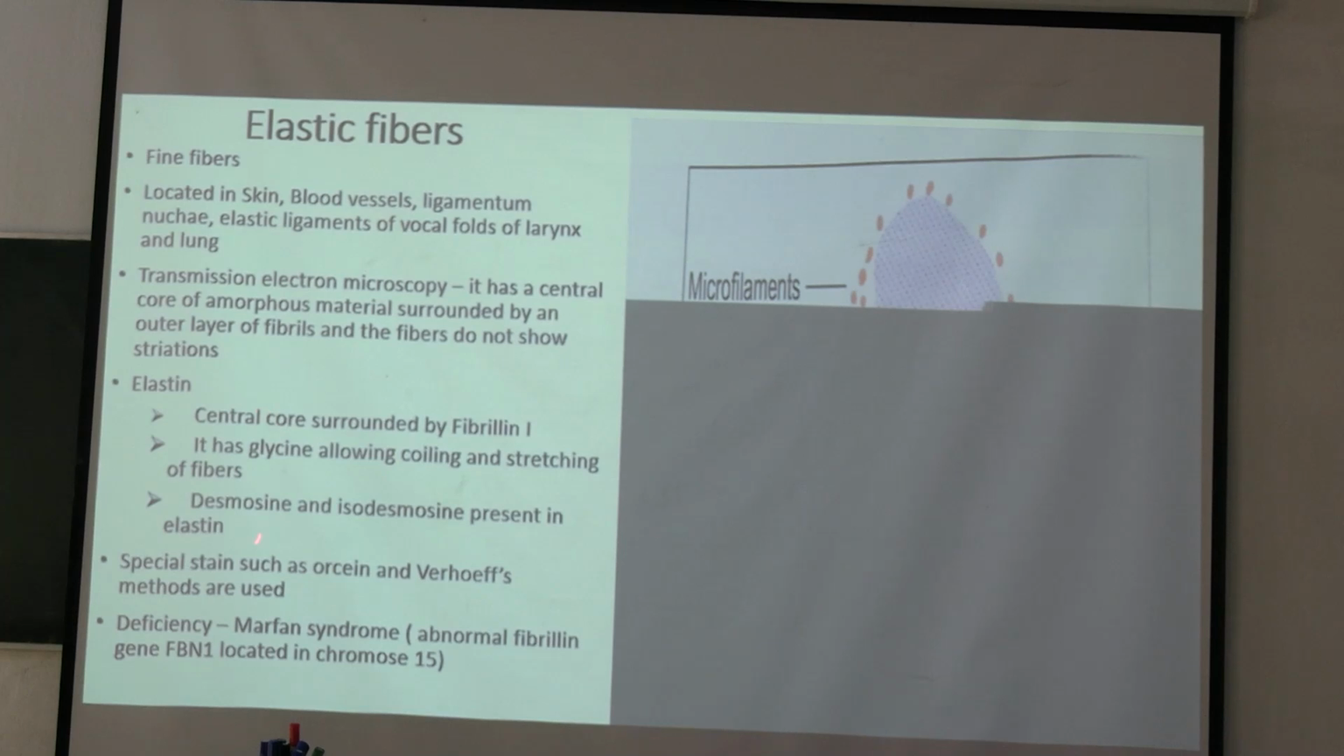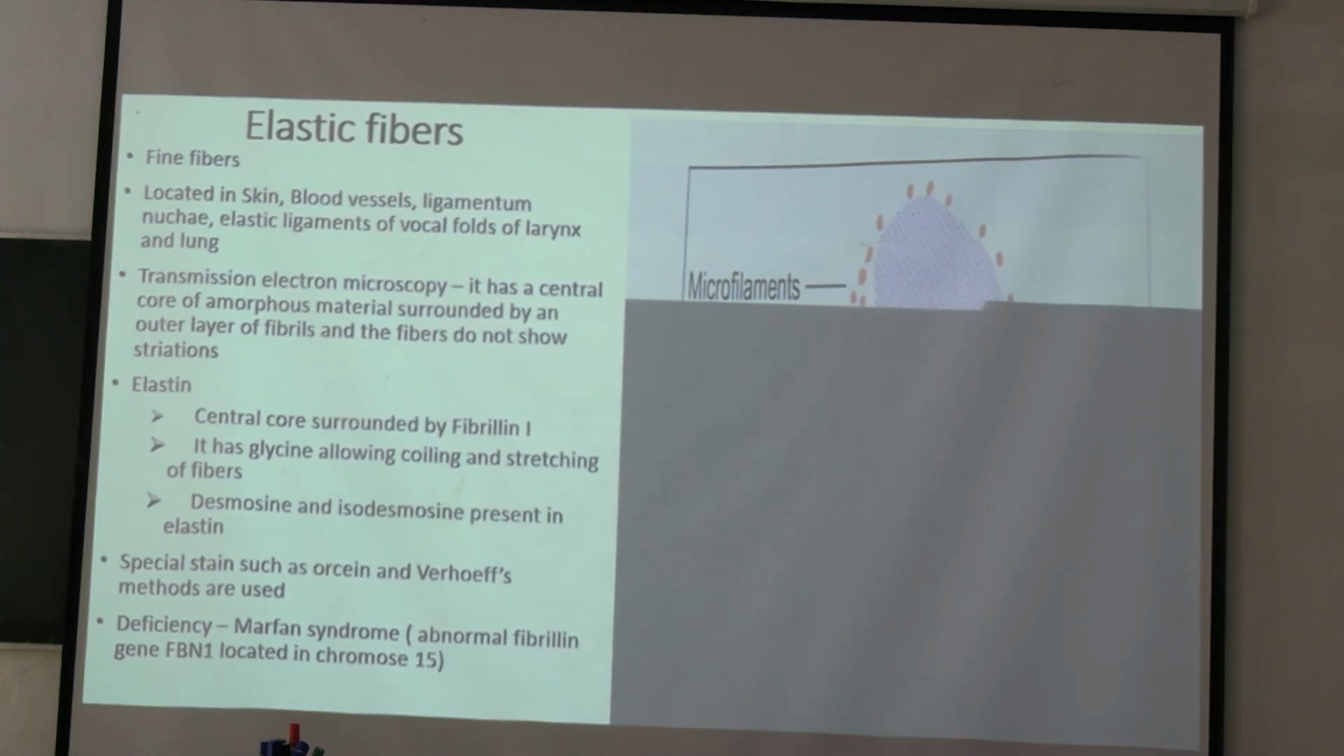So elastin has a central core surrounded by fibrillin 1. It has glycine allowing coiling and stretching of the fiber. Desmosine and isodesmosine are also present in elastin. And special stains used are the Orcein and Verhoeff's methods, okay, for staining this elastic fiber. These staining methods are important.